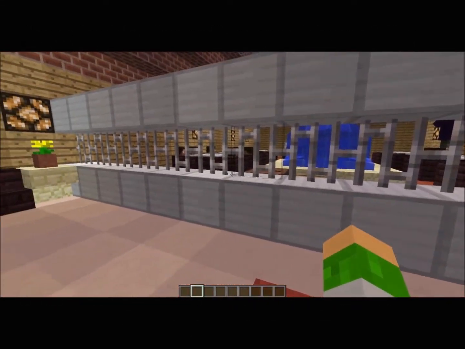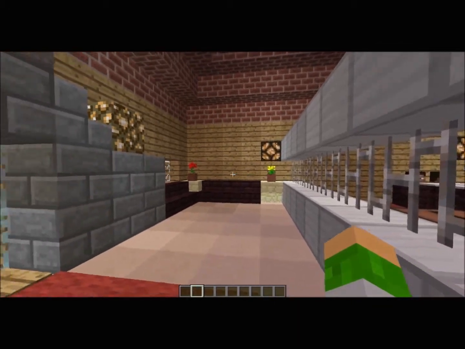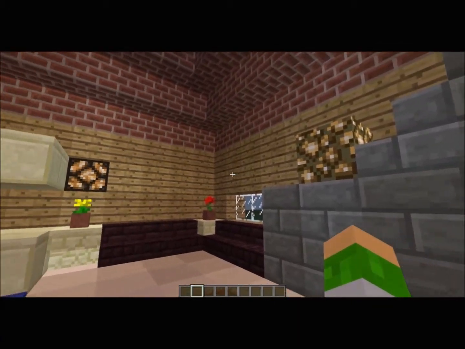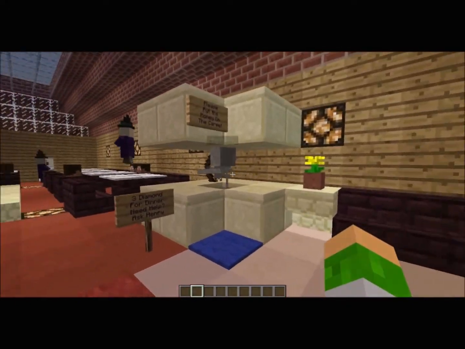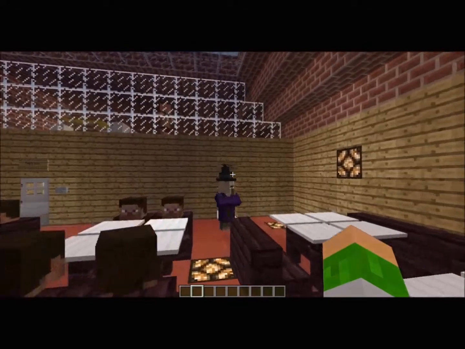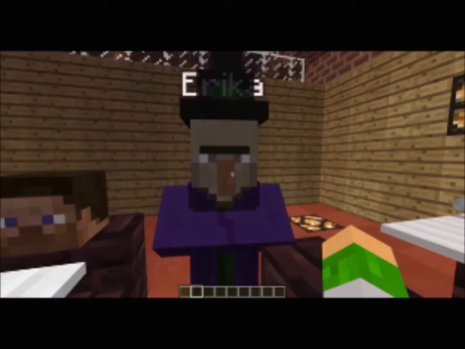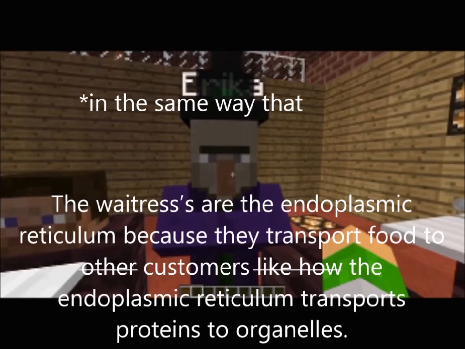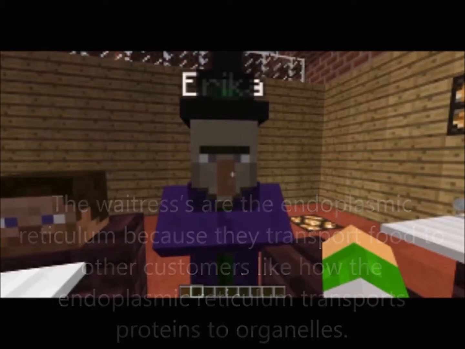So moving into the restaurant, here is the waiting area. Then we have these witches, which are our waitresses, and our waitresses are the endoplasmic reticulum because they transport food to other customers, like the endoplasmic reticulum transports proteins to other organelles.